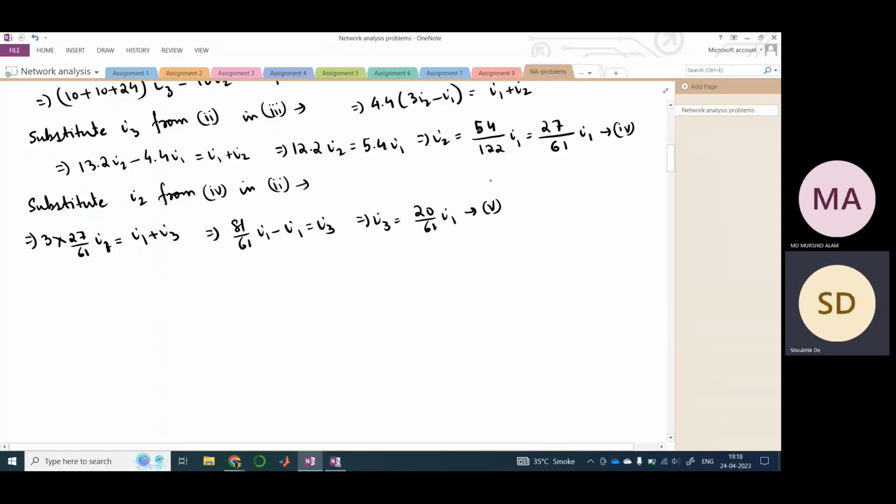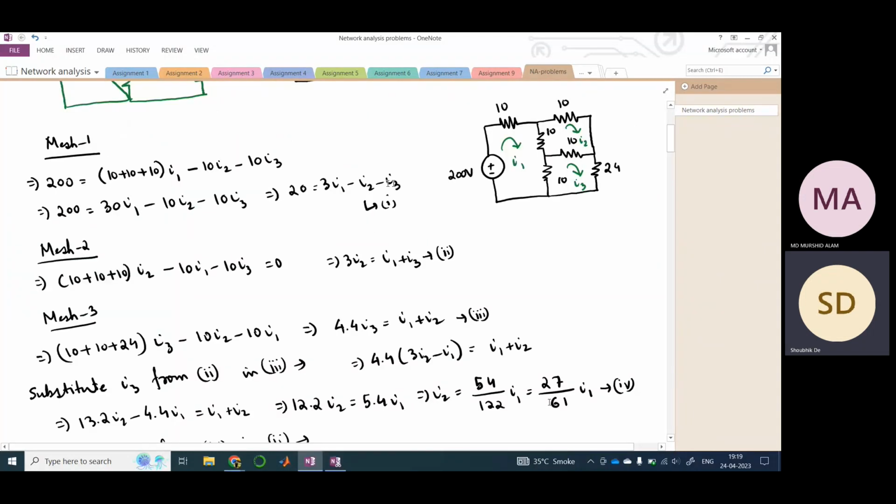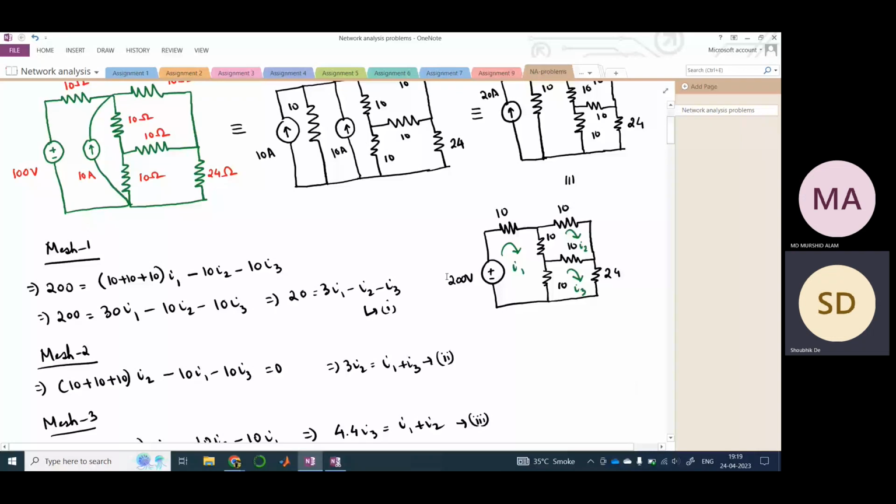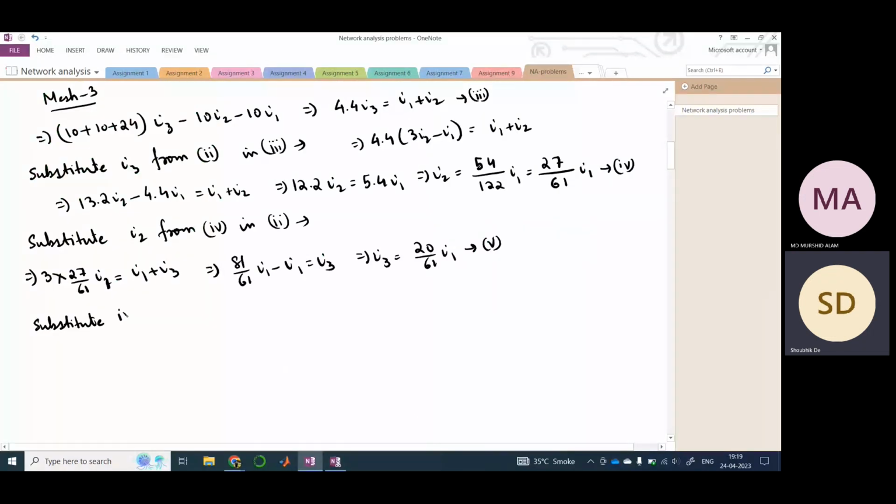Now what we will do, just the final substitution. We will substitute I2 from equation 4 and I3 from equation 5 directly in equation number 1. So we will find out I1 in that way.